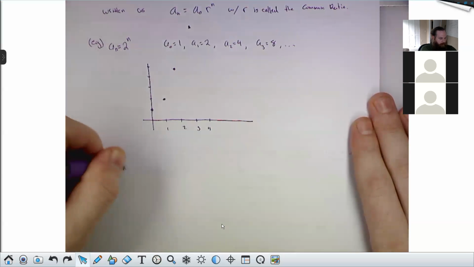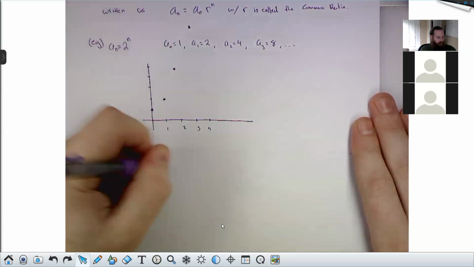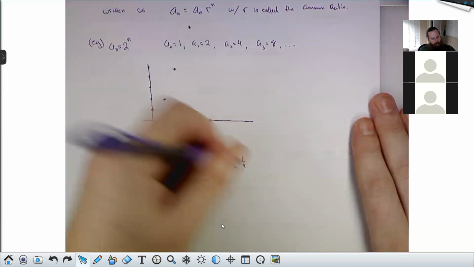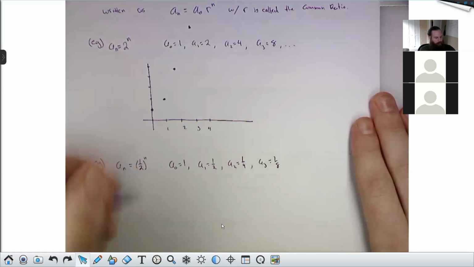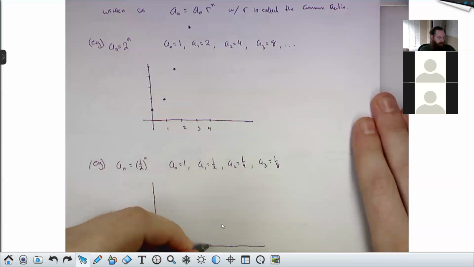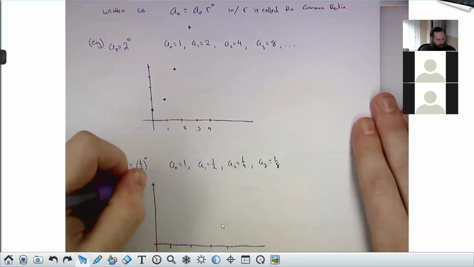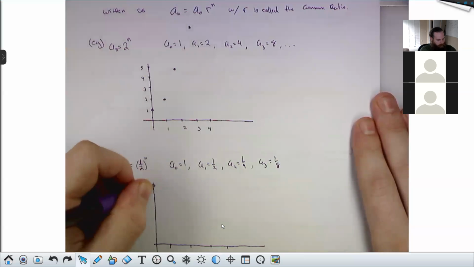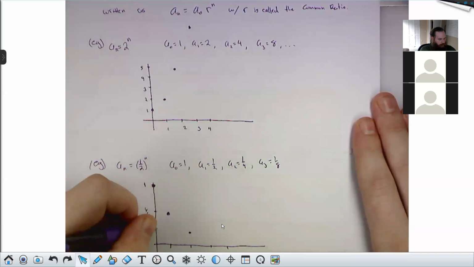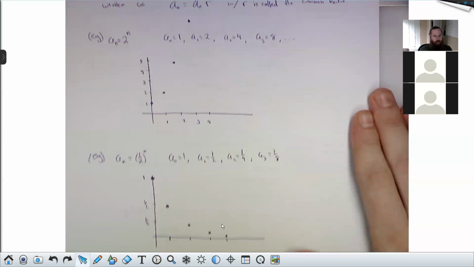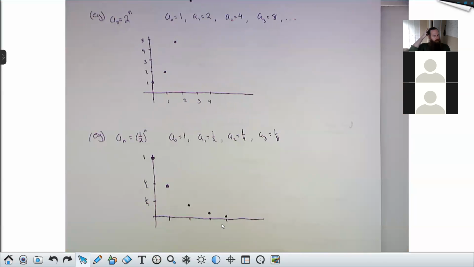If you look at the geometric sequence a_n equals 1/2 to the n, here a0 is again 1, a1 is 1/2, a2 is 1/4, a3 is 1/8. In its graph, we'll mark this as 1 up here. A0 is 1. A1 is 1/2. A2 is 1/4. These dots are getting closer and closer to something. They're getting closer and closer to 0 as we go further and further along.